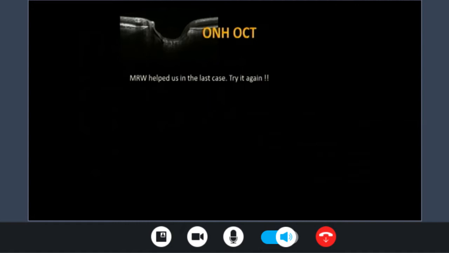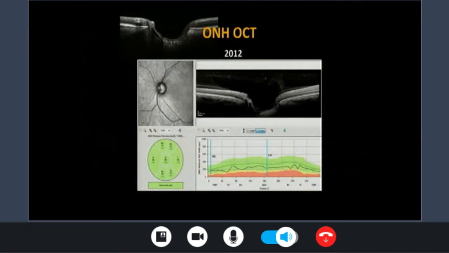So, as we said, the minimum rim width helped us before in the previous case. Why don't we try it again? When we did the minimum rim width for this patient, we found that it was completely normal.